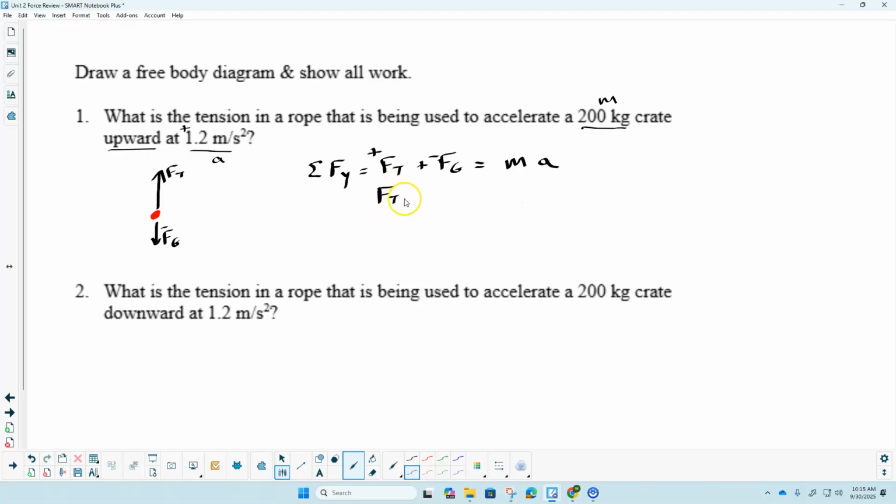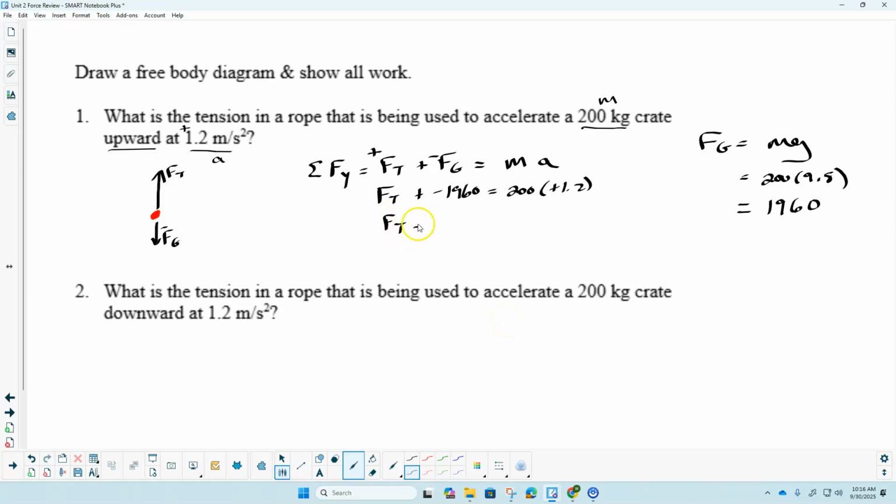So solving, Ft plus Fg, where the force of gravity is just m times g, so 200 times 9.8. 200 times 9.8 is 1960. So I have a negative 1960 here for the gravity, equals 200 times positive 1.2. If I do that math, 200 times 1.2 is 240. And then I'm going to add 1960 to both sides. I get Ft, which that value is 2200 newtons.